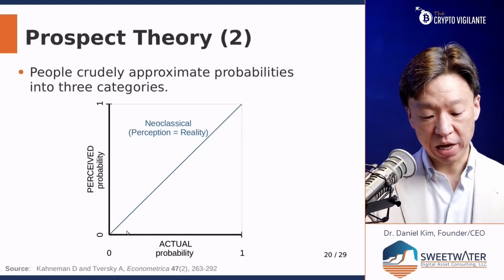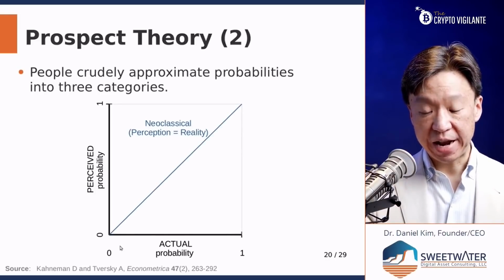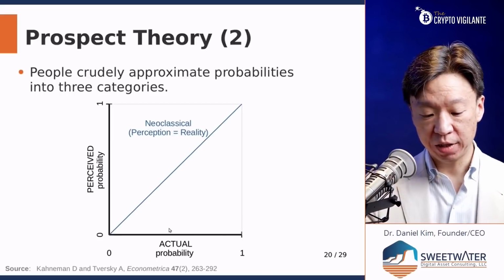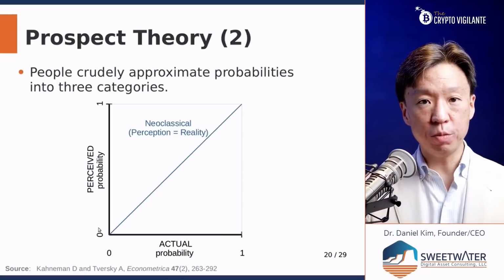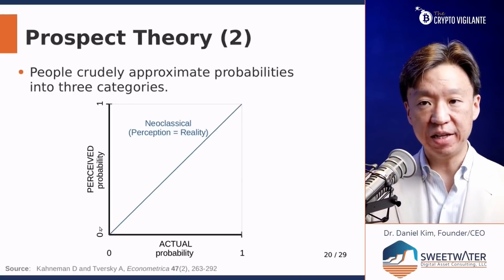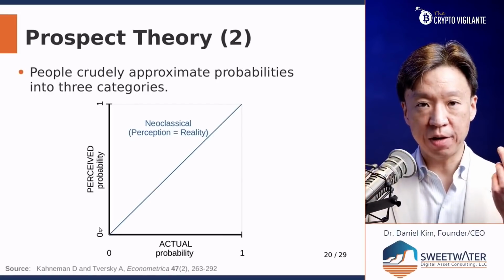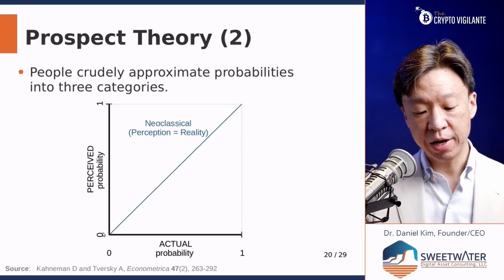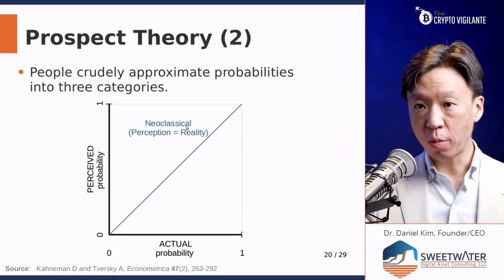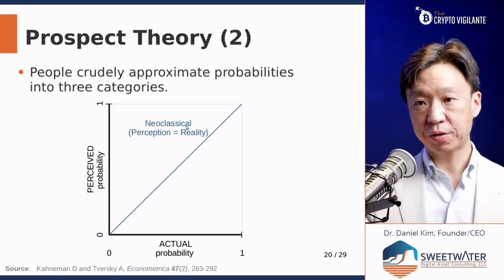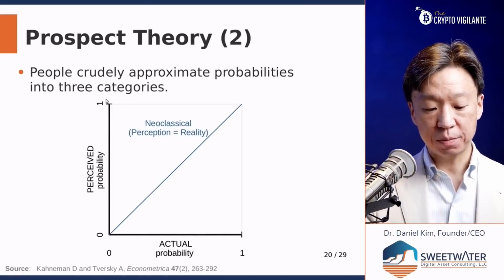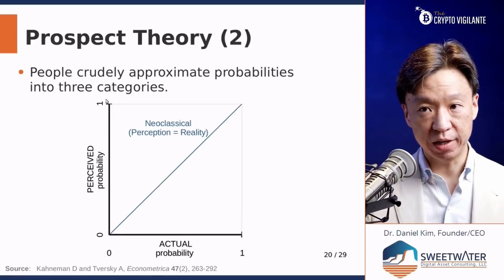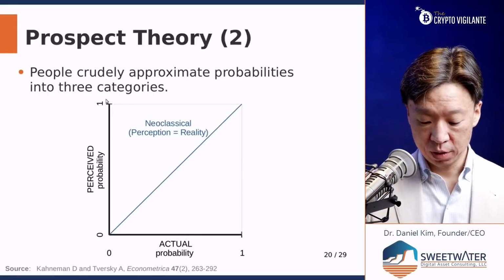So here I'm plotting, on the horizontal axis, the actual probability of something happening. And on the vertical axis, the perceived probability. This is what a human being thinks the probability is in their brain when they're deciding what to do. So neoclassical robot person here has no bias. Whatever the actual probability is, that's going to be the exact perception of the probability, and they will act rationally.